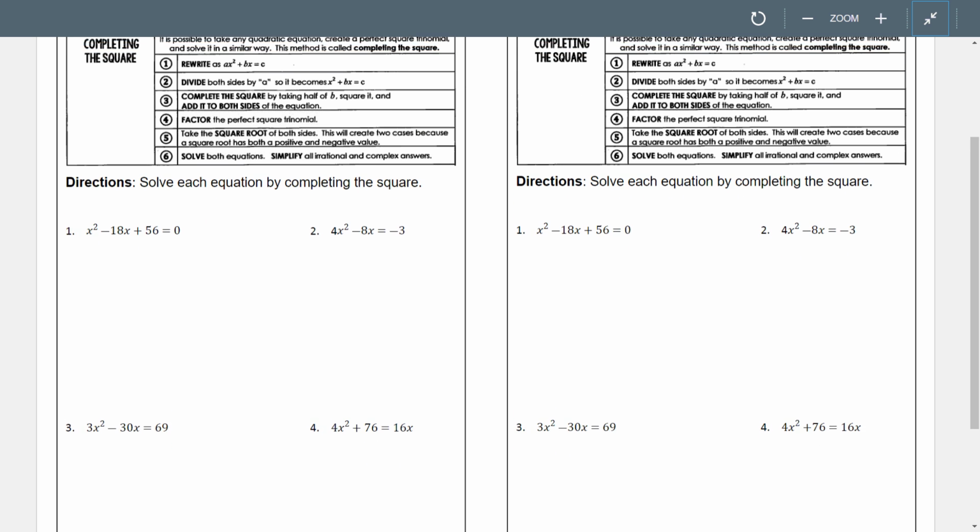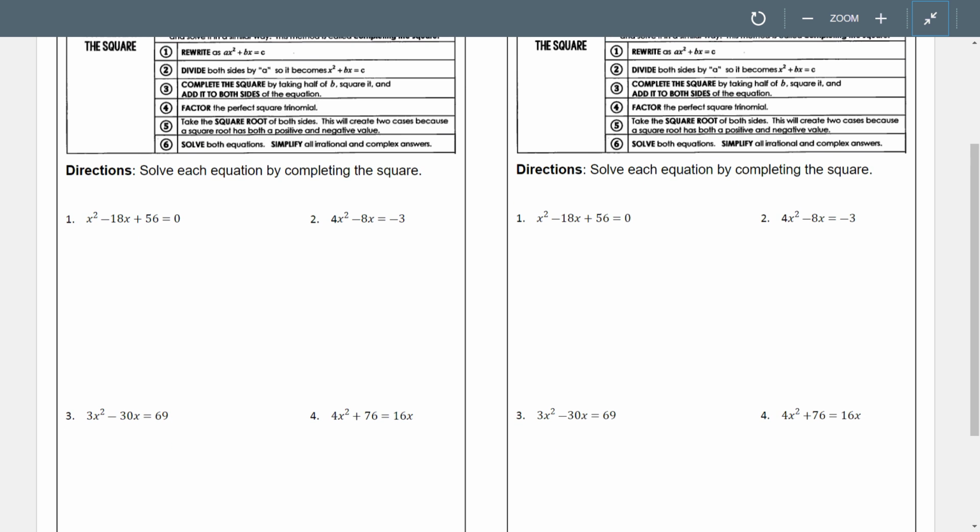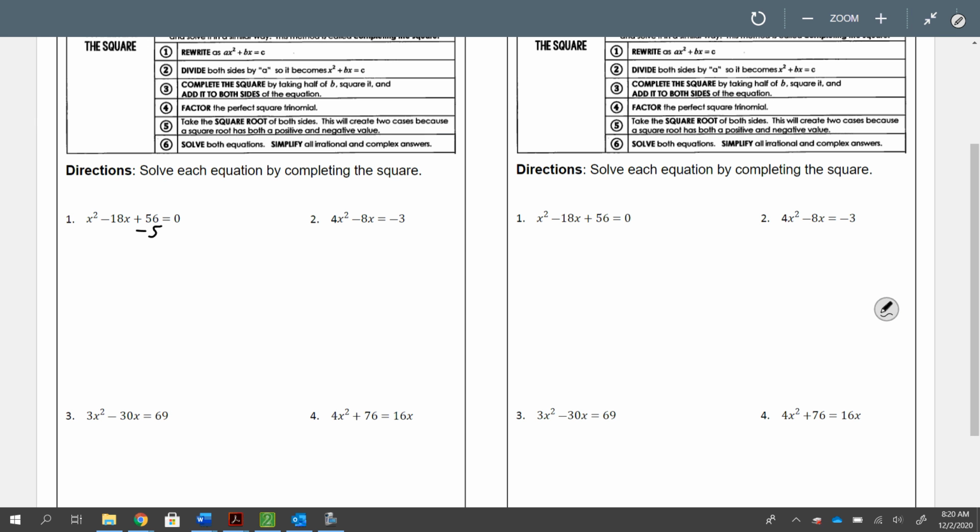All right, so we look at number 1. X squared minus 18x plus 56 equals 0. Step number 1, rewrite as ax squared plus bx equals c. So the first thing we do is just subtract 56. Move it over. X squared minus 18x equals negative 56. That's step 1. We rewrote it as ax squared plus bx equals c, so we had to subtract 56 to move it over.